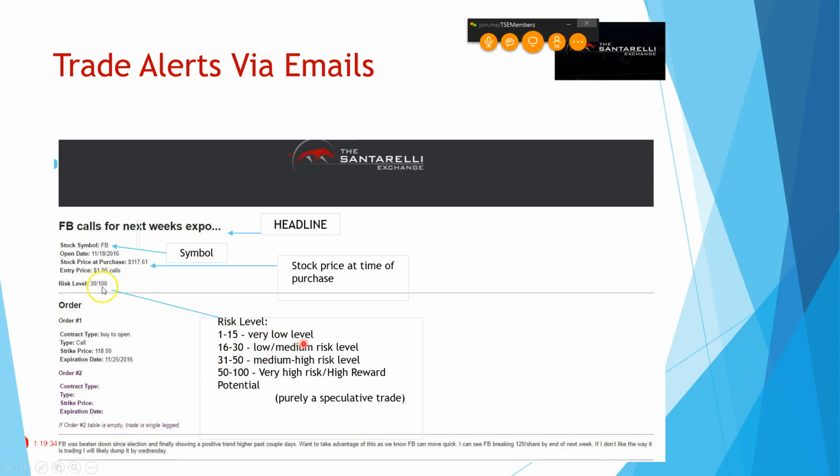Risk level 1 to 15 means it's the lowest level of risk I feel is possible. 16 to 30 is low to medium risk. 31 to 50 is a higher risk, and 50 to 100 are much higher risk, higher reward potentials. Those ones are pure spec trades, like earnings trades or whatever.